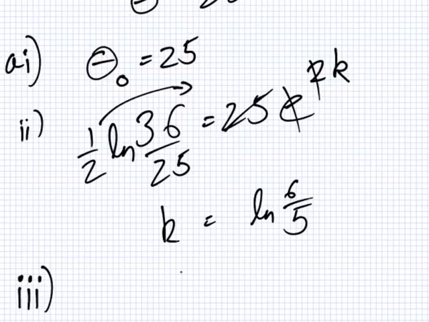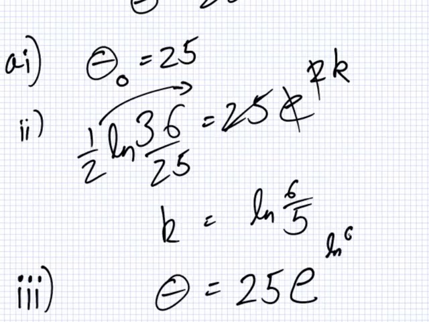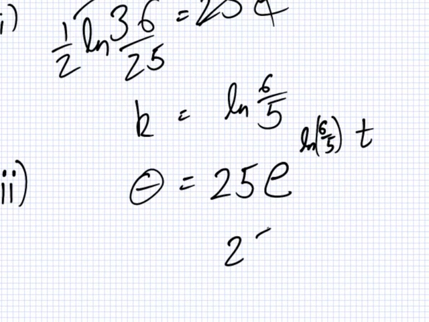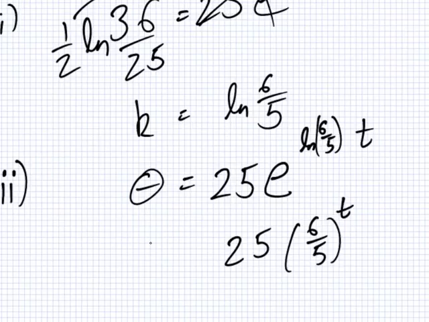So we now have theta equals 25 e to the power of log 6 over 5 T. So we have 25 to the power of 6 over 5 T. If you want to write it like that, you can. You don't have to.